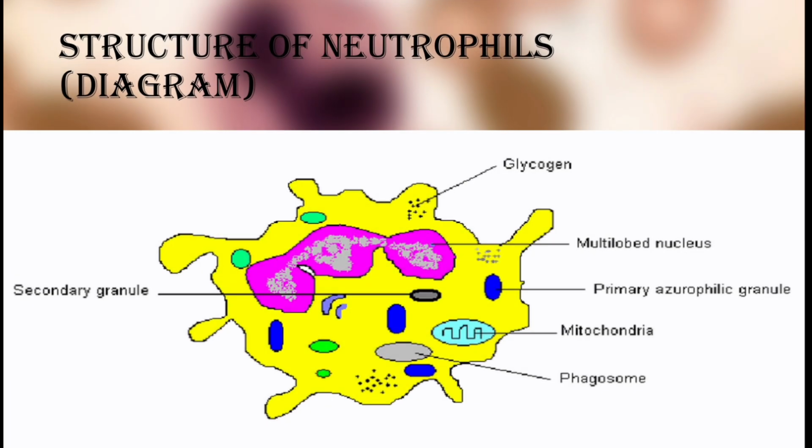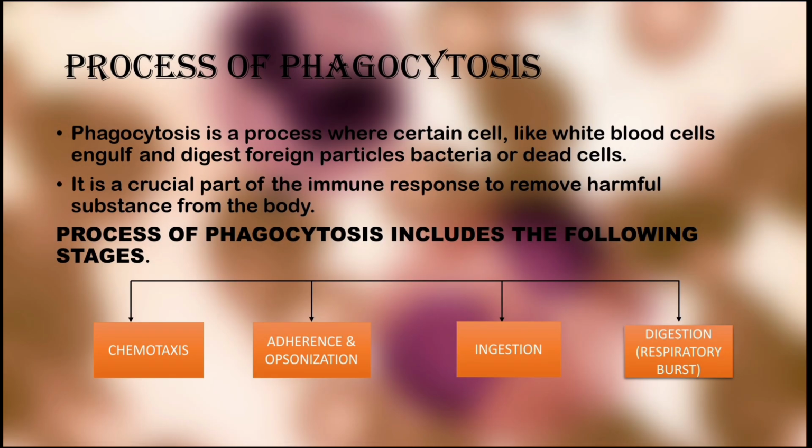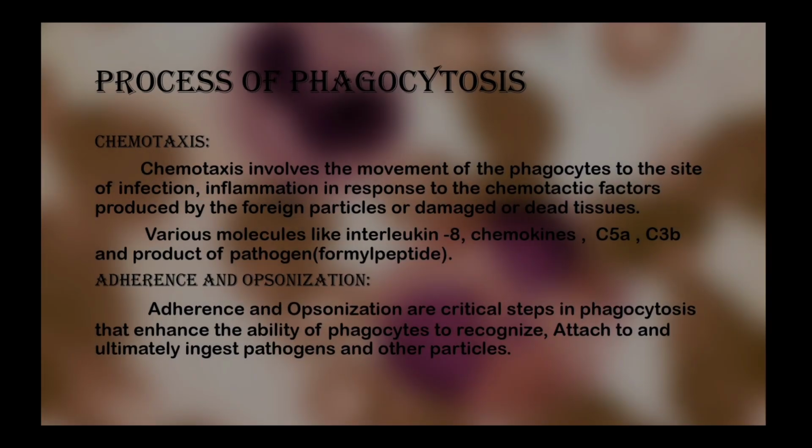Structure of neutrophils diagram. Process of phagocytosis. Phagocytosis is a process where a cell like a white blood cell engulfs and digests foreign particles, bacteria or dead cells. It is a crucial part of the immune response to remove harmful substances from the body. The process of phagocytosis includes the following stages: chemotaxis, adherence and opsonization, ingestion, and digestion including respiratory burst.